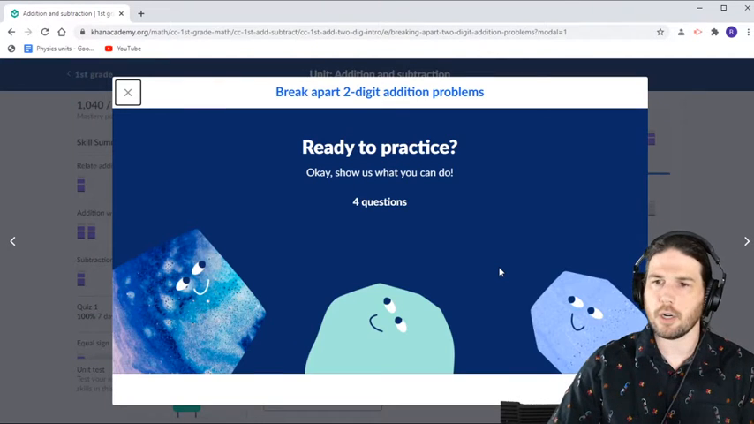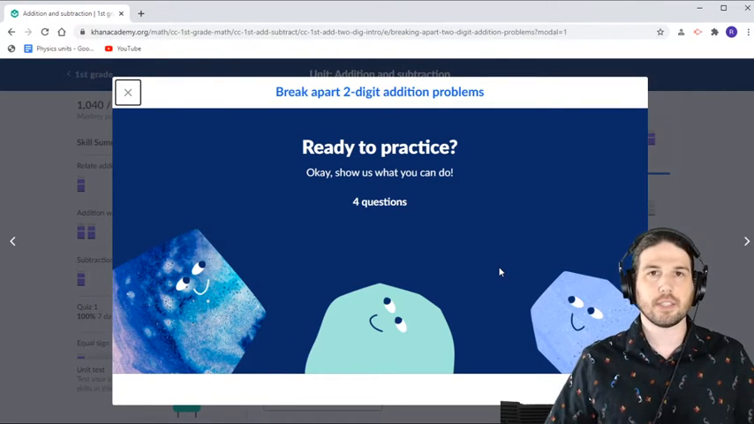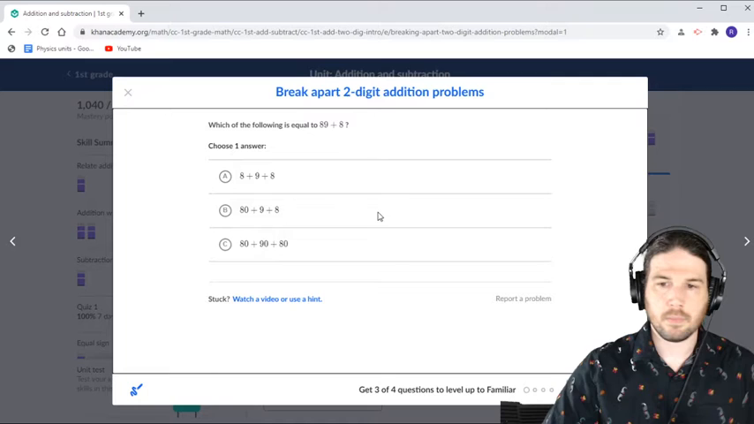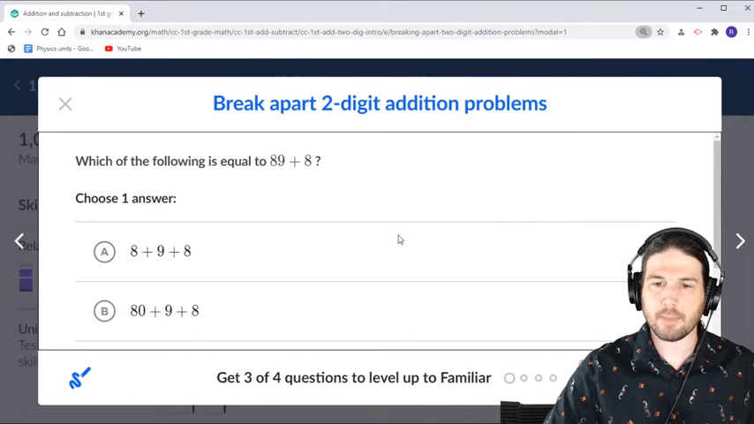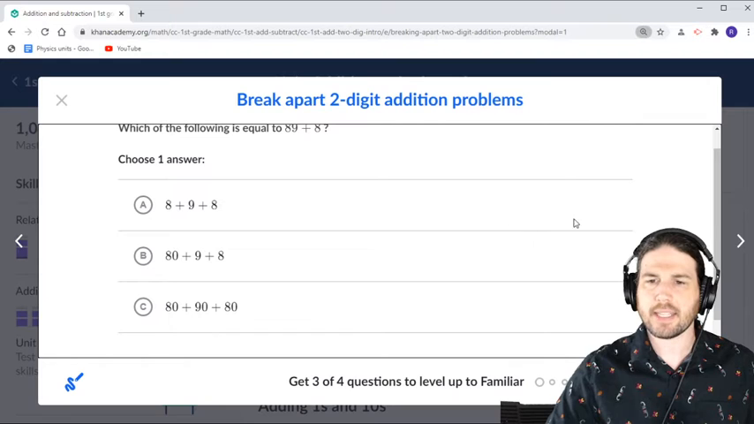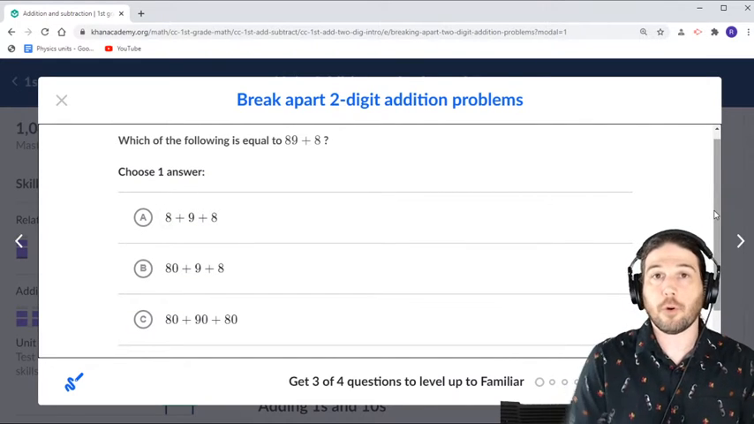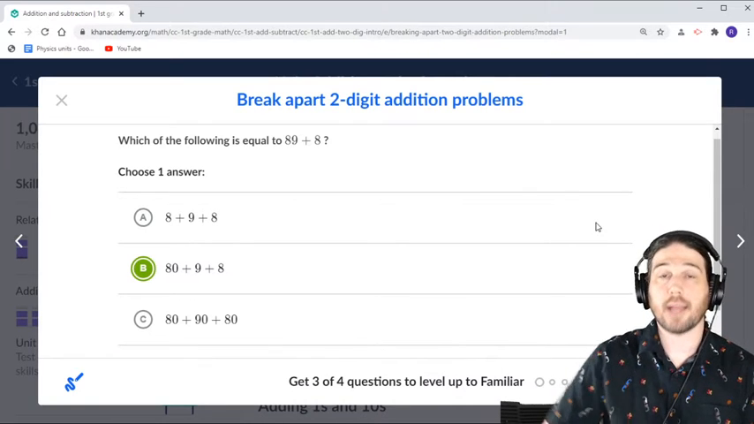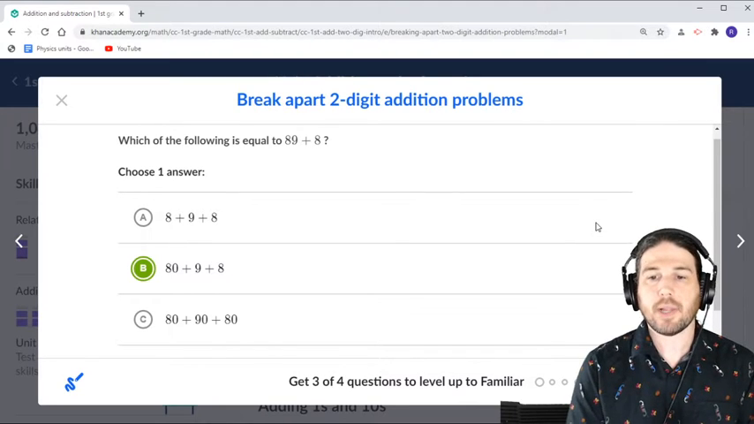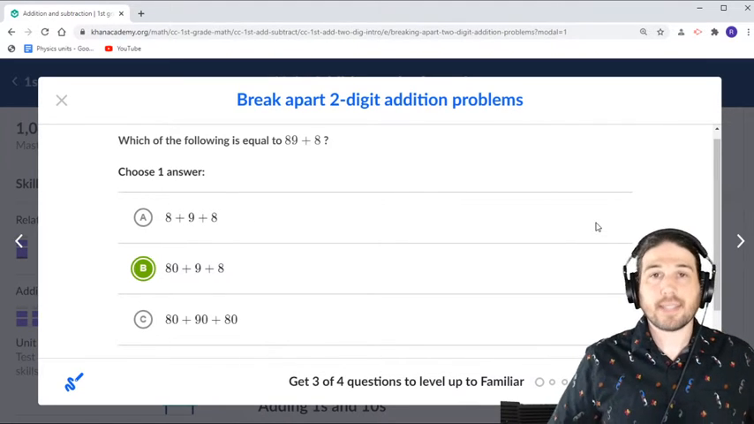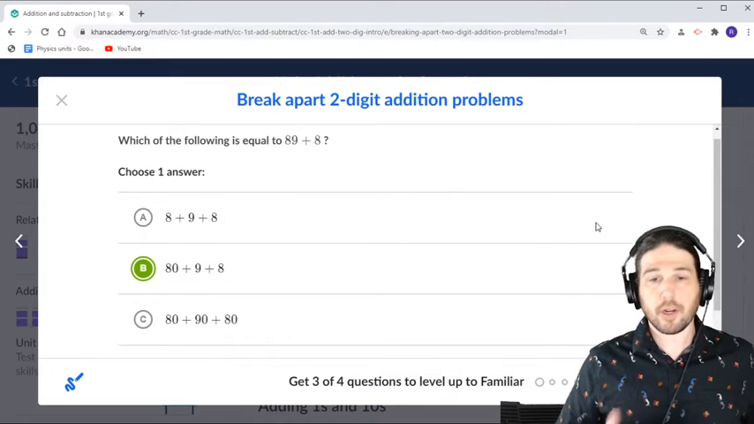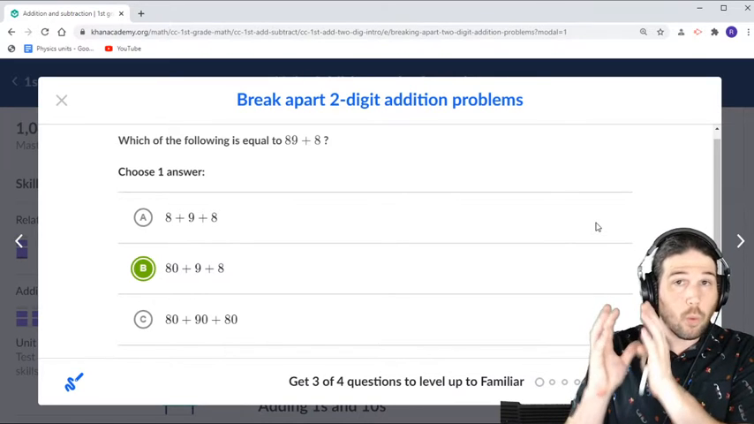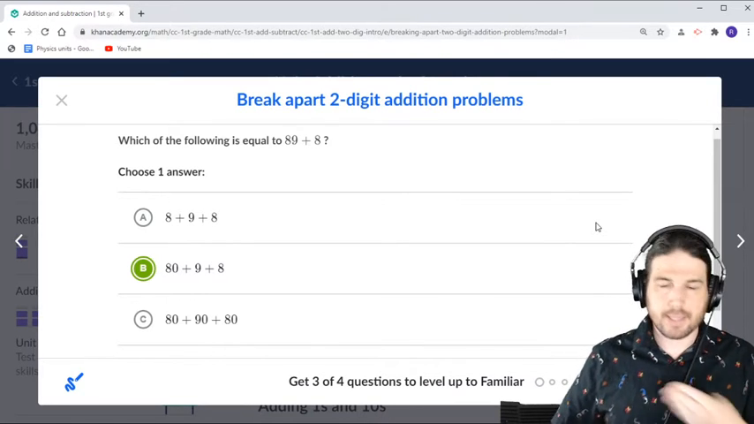Break apart two-digit addition problems. I have a feeling that this is going to reinforce the thing that I was just talking about before. Which of the following is equal to 89 plus 8? Again, it's not asking for an answer. It's asking for a process. And the process is 80 plus 9 plus 8, right? Because 89 is equal to 80 plus 9, and then we're adding another 8. That's the first step when we are doing this multi-digit addition. We break it apart into the ones place and the tens place. We add the ones places up, etc.